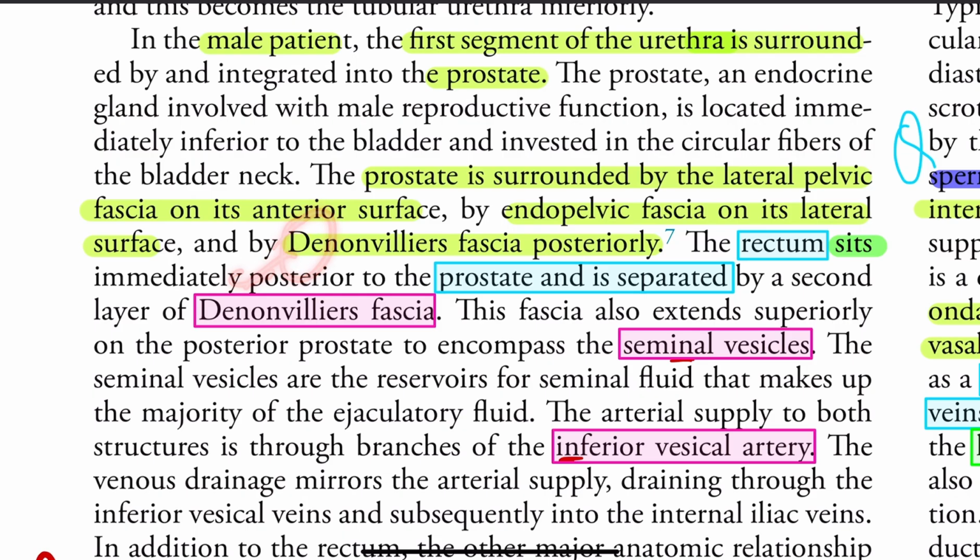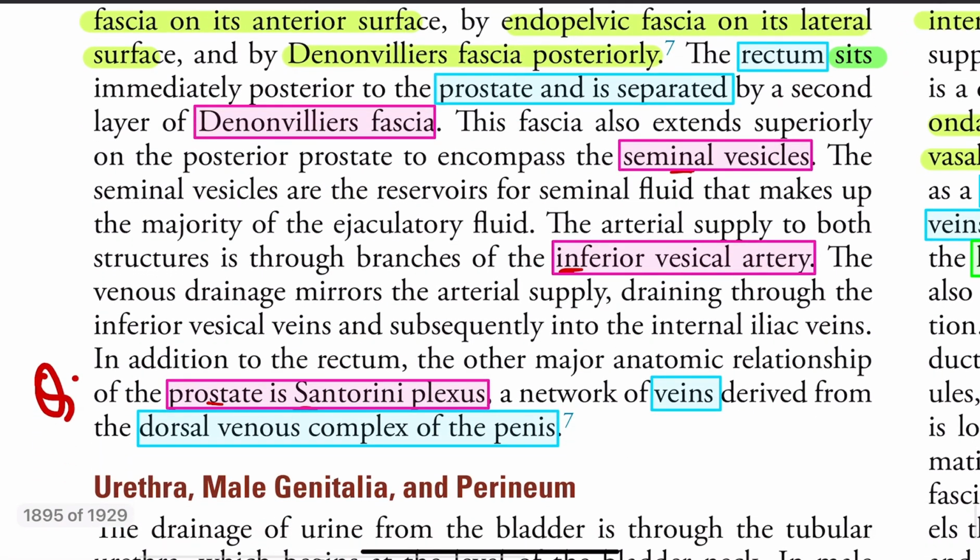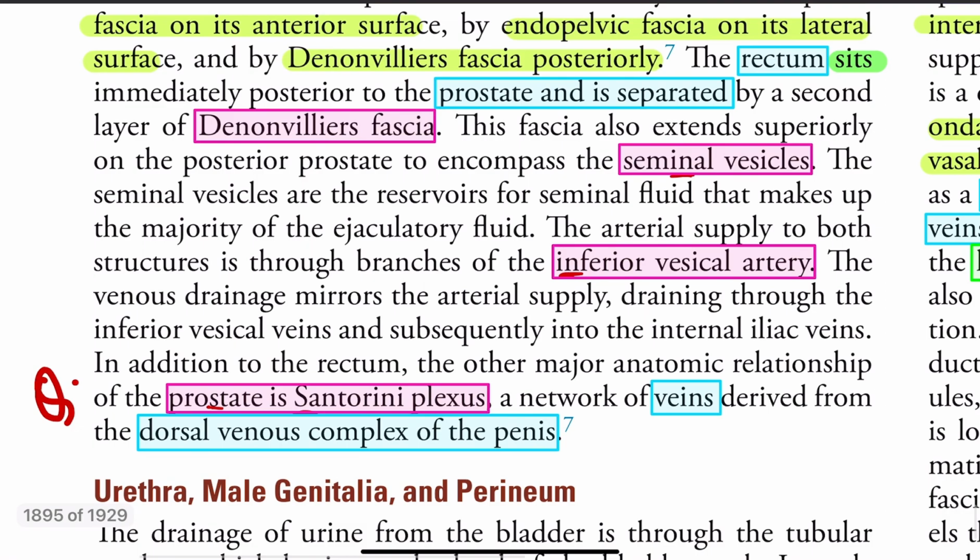Dorsum. So the rectum sits immediately posterior to the prostate and is separated by Denonvilliers fascia. Important MCQ: which structure separates the prostate from the rectum? It is Denonvilliers fascia. Then the seminal vesicle.